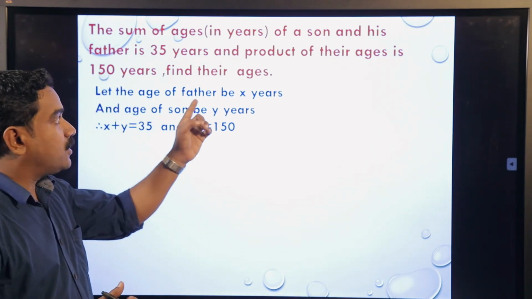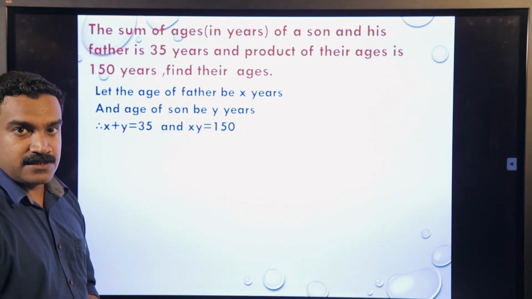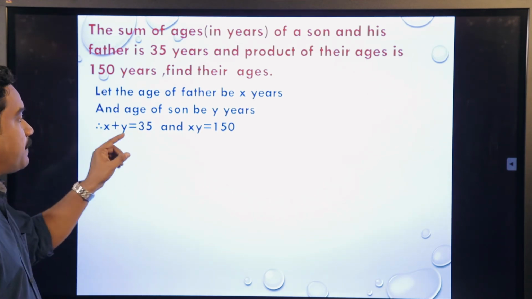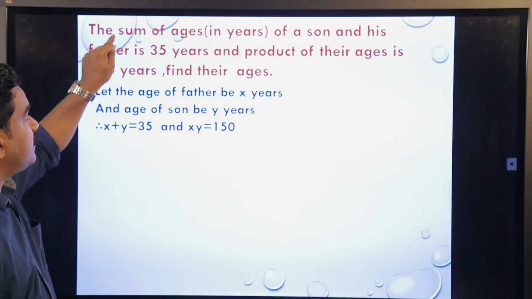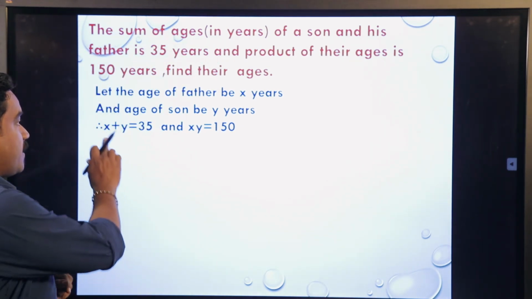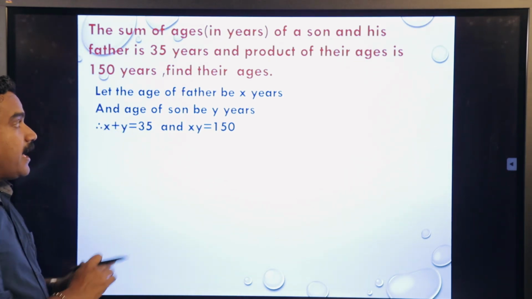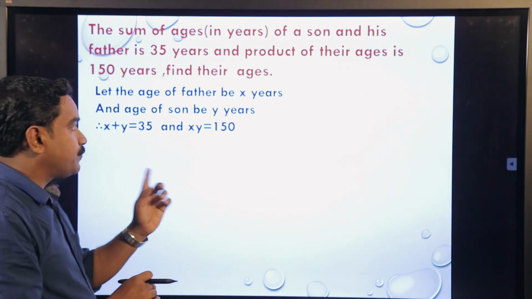Now, let the age of the father be x years and the age of the son be y years. We don't know them, so we are taking the two numbers as variables. So x plus y is 35, because they have given that the sum of the ages of a son and his father is 35. So the father's age is x and the son's age is y. x plus y equal to 35, and the product of the ages is 150. So x into y is equal to 150.